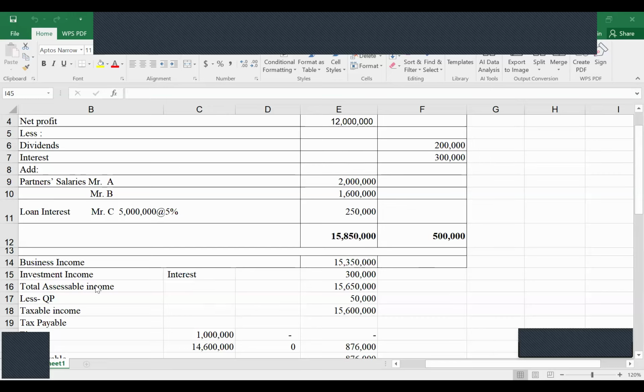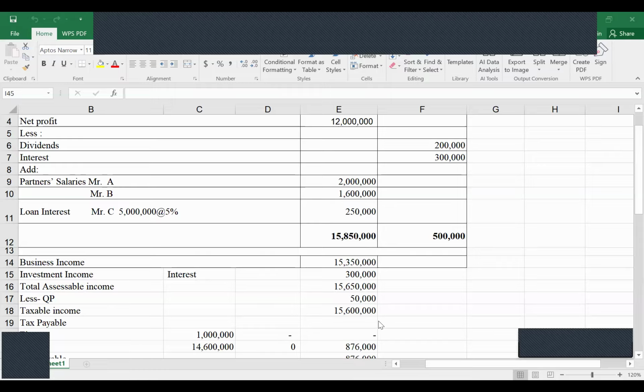Then we have given investment income, that is interest. Dividend income is not a part of the investment income. I think you can remember, that is a final withholding payment. Therefore, dividend should not be included in the assessable income. That is why I have not included it here. So only the interest part should be added to the income. So that is 300,000. Then total assessable income is 15,650,000.